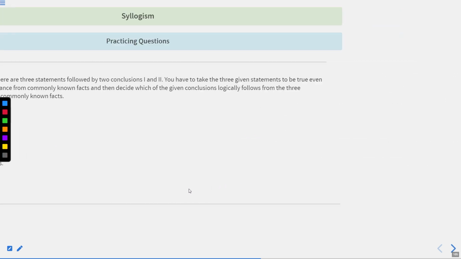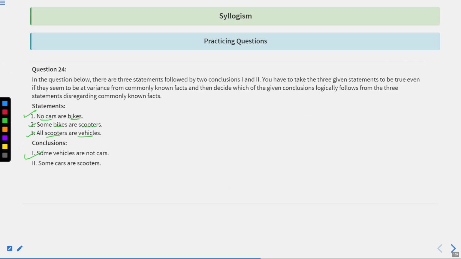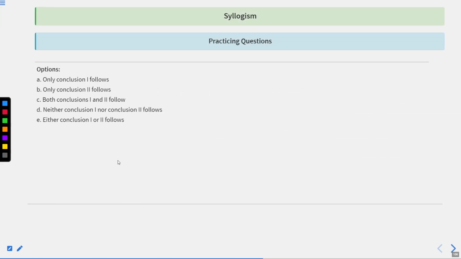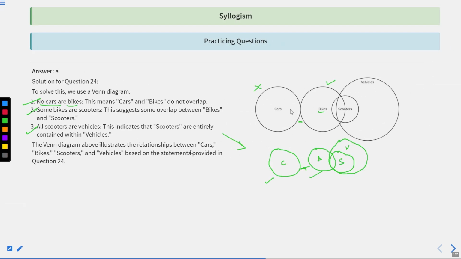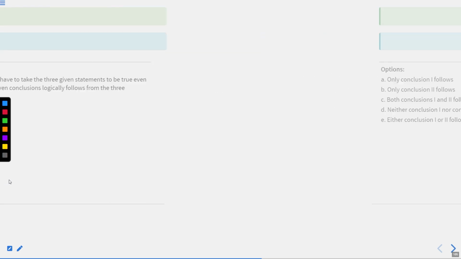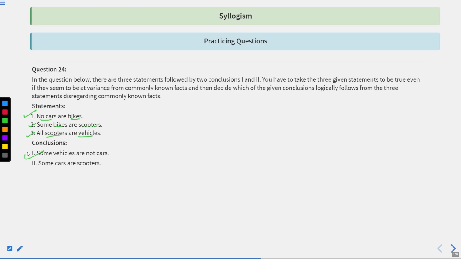Now let's try to figure out what is the right answer. Some vehicles are not cars. There is no relation between cars and vehicles. So all vehicles are not cars, no vehicle is a car, or some vehicles are not cars. All three of these are correct. So this particular conclusion seems to be correct.